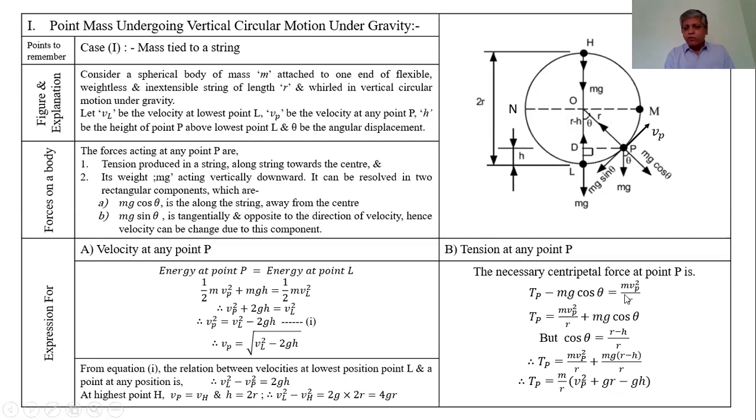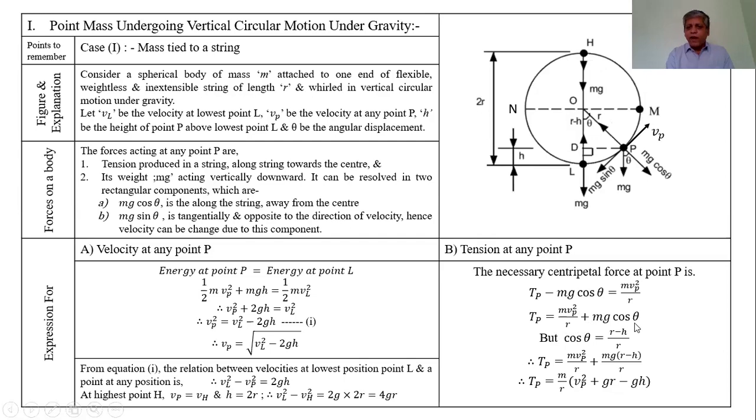Therefore, the centripetal force at point P is m Vp square upon r, where Vp is the speed at position P. That is provided by Tp minus mg cos theta, where Tp is the tension produced in the string. So the tension at point P is equal to m Vp square upon r plus mg cos theta. This is the expression for the tension.